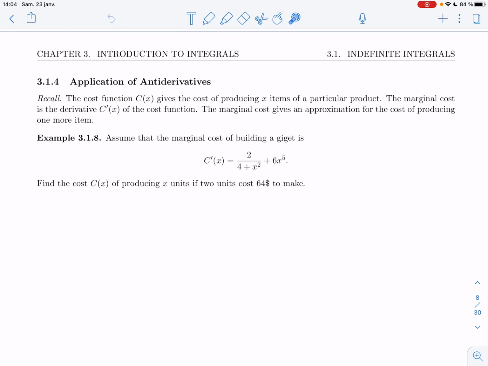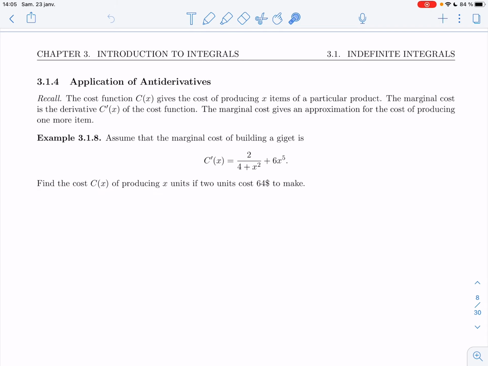All right, so let's do example 3.1.8. Assume that the marginal cost of building a gadget is c prime of x, which is 2 over 4 plus x squared, plus 6x to the 5. Find the cost, c of x, of producing x units if 2 units cost $64 to make.